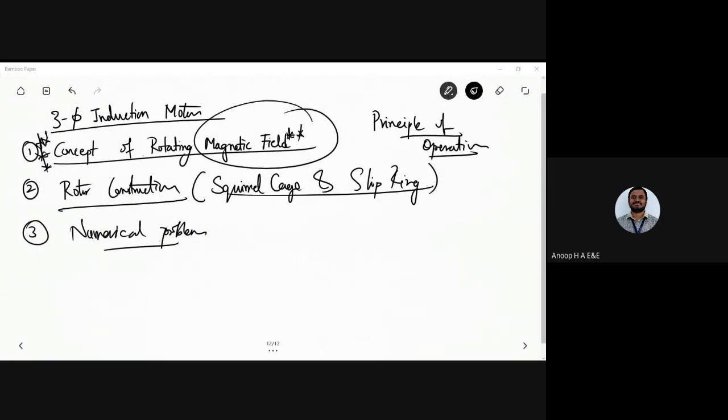Yes, is there any concept that we had left out in transformers? If you want me to highlight it, I will highlight just before going to the three-phase induction motor. Any concept you want me to explain one more time? Any concept? Anything that we have missed out?